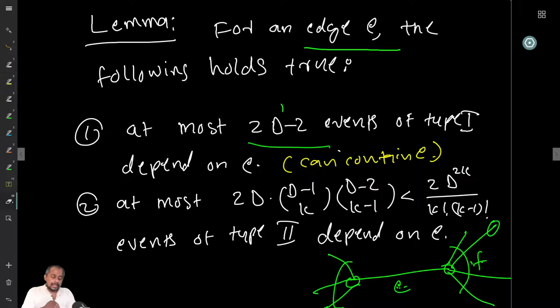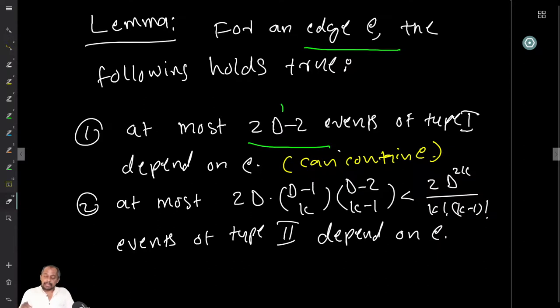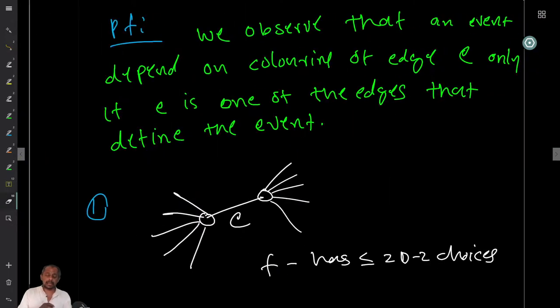Now, similarly, at most 2 delta times (delta minus 1 choose k) times (delta minus 2 choose k minus 1) events of type 2 can depend on it. So can you think of why this number is what it is, and how you can come up with this upper bound? Let me go ahead, but you should think about this before going to the next page.